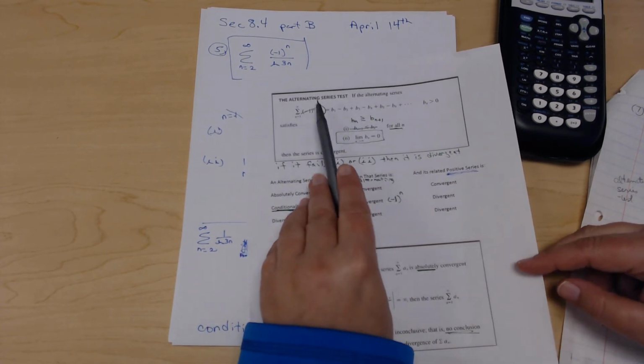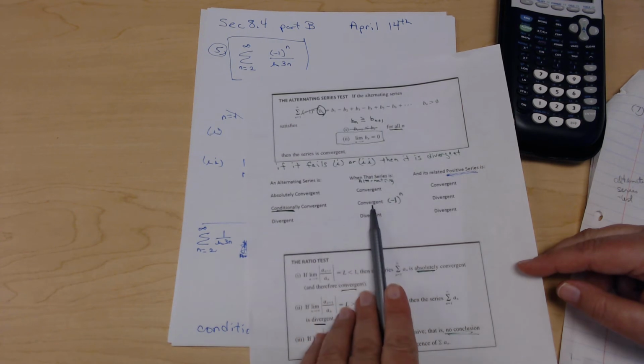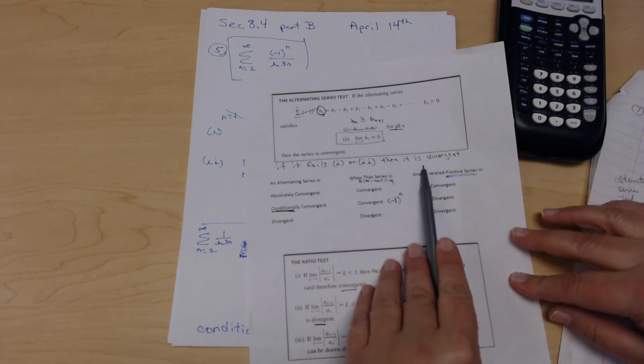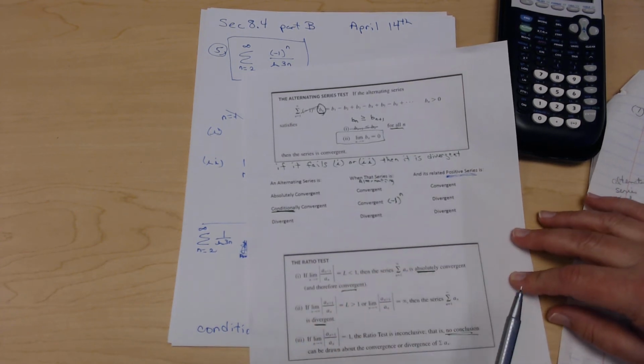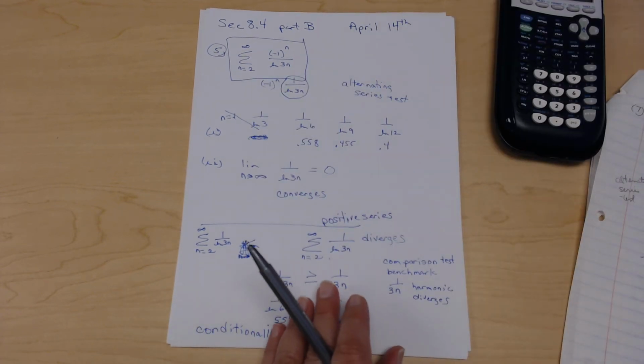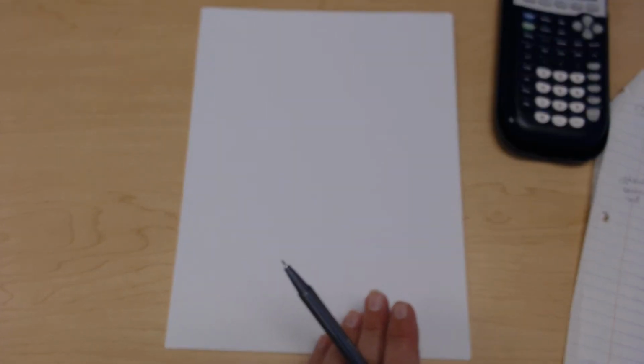If you have to use the alternating series and it converges, then you've got to perform a whole other test on the positive series. We'll do one more like that. So let's keep cruising here. We'll do one more like that, because it is a little crazy. All right, we did those. All right, let's do this guy.